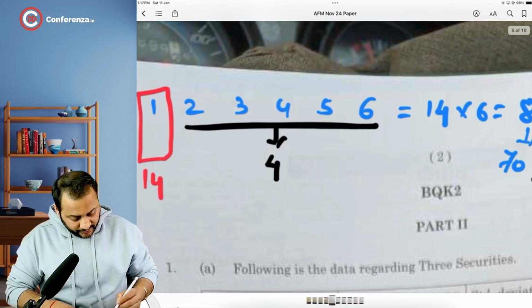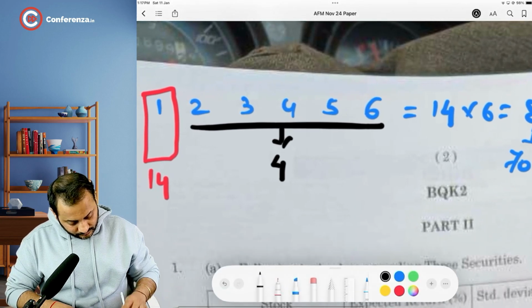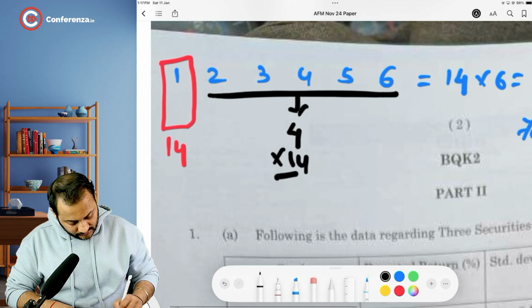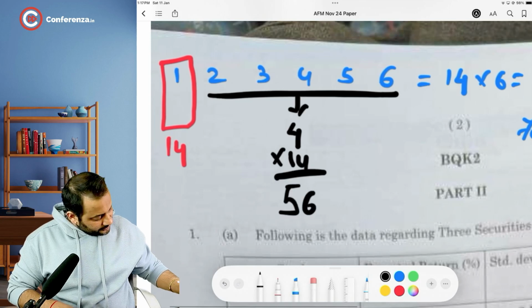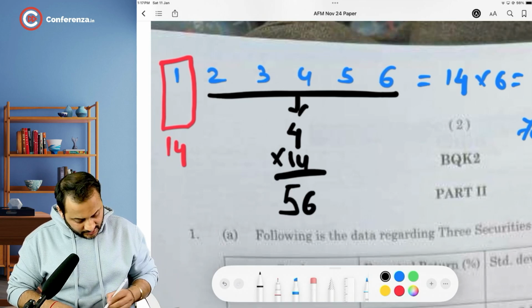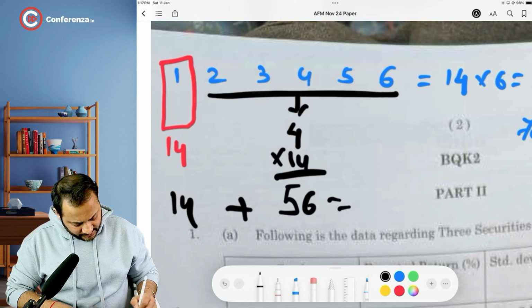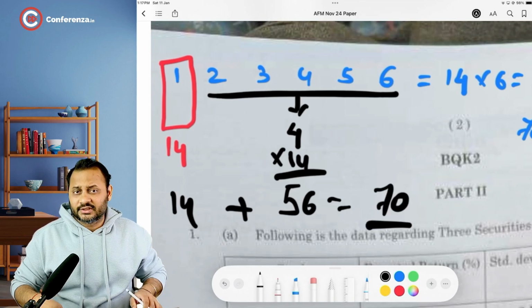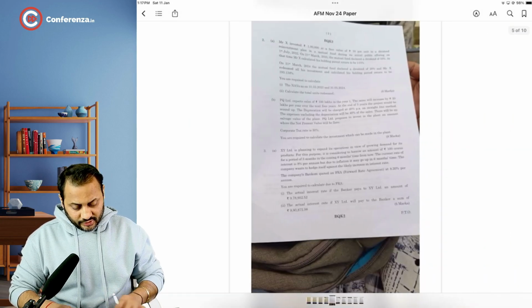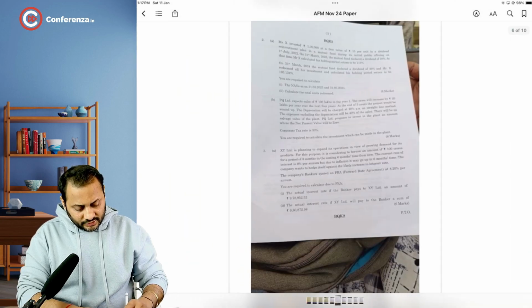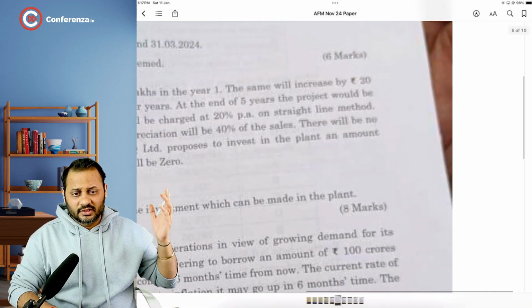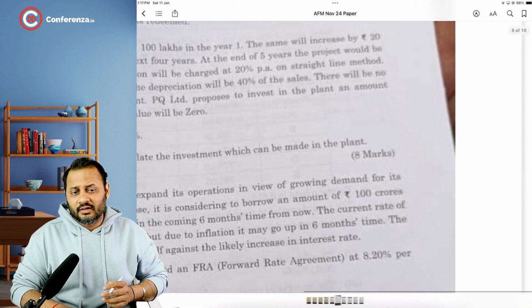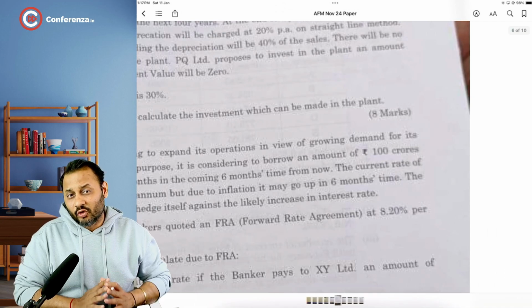So 4 into 14 will be 56, right? And this is 14. This way you will get 70 marks. That's it. So this is going to be the paper pattern. Mostly the questions will be either of 6 marks, 8 marks if they are practical, and if it is theory it will be of 4 marks.